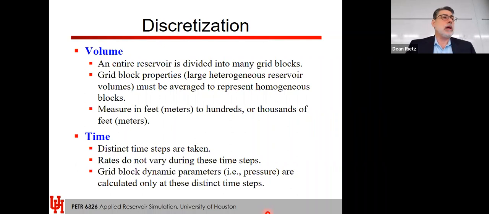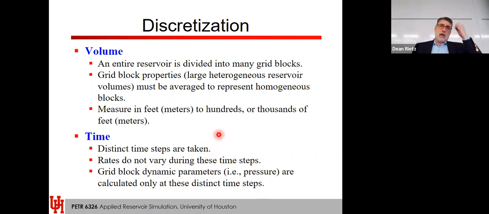We measure these grid blocks. Does that mean that for each grid cell, there is a value? Yeah, grid cell, a value for saturation, pressure, all these kinds of properties. Yeah, and we'll get into that on the next slide. One of the things to know is that we say we measure in feet, meters, to hundreds or thousands of feet.